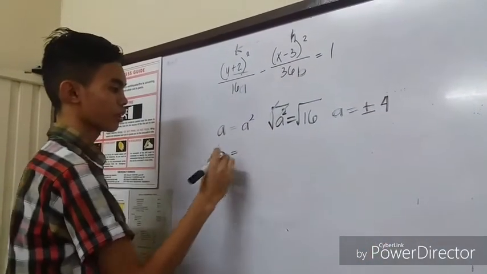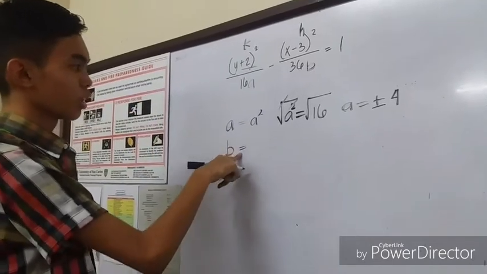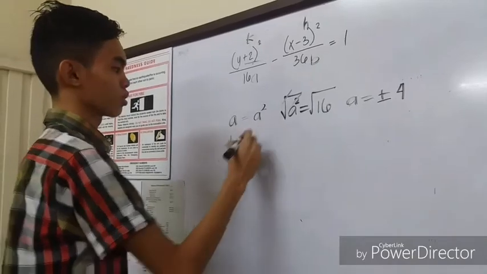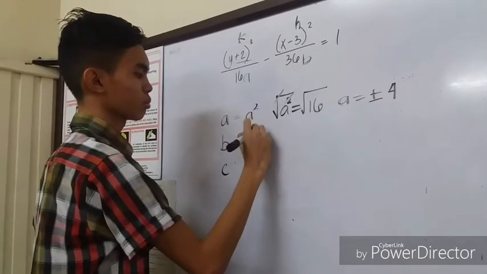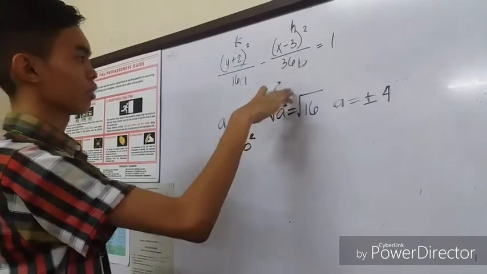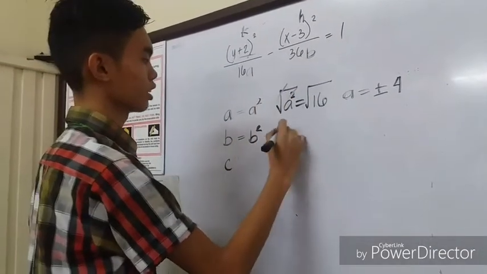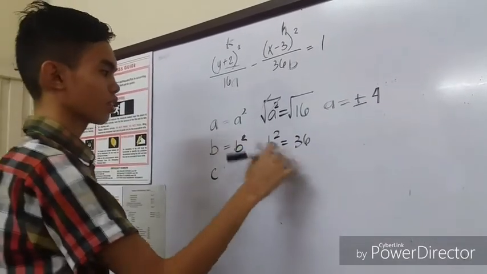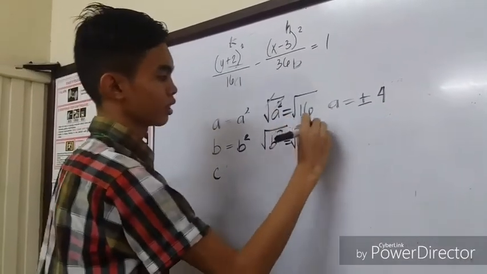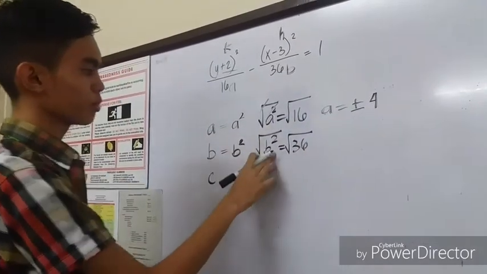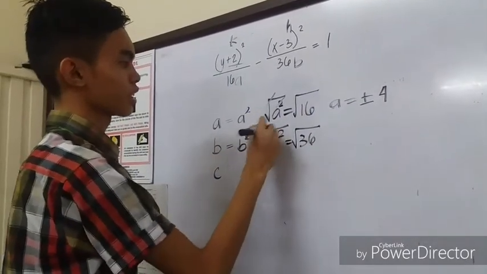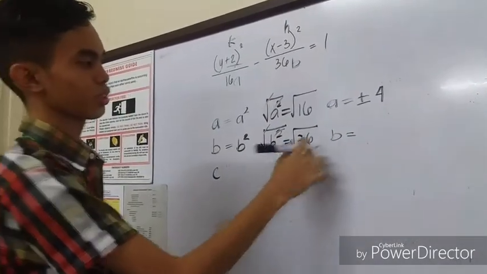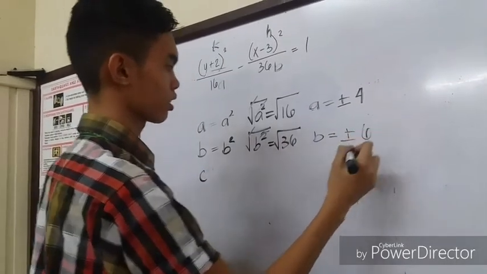Next, to find the value of B, we must do what we did in finding the value of A. So it is equal to B squared. Then substitute the value of B squared, which is 36. B squared is equal to 36. Then we take the square root of both sides, and we simply cancel it. So the square root of 36 is equal to positive or negative 6.